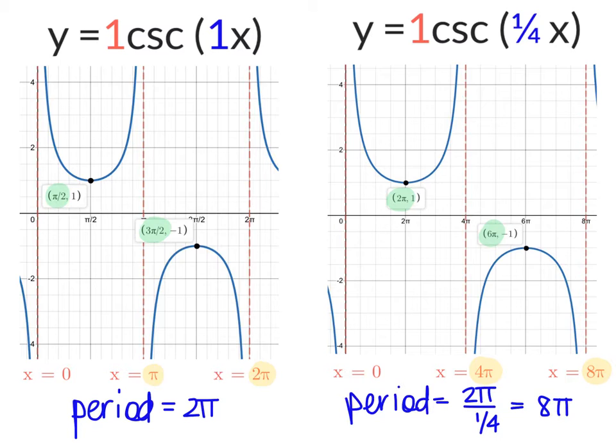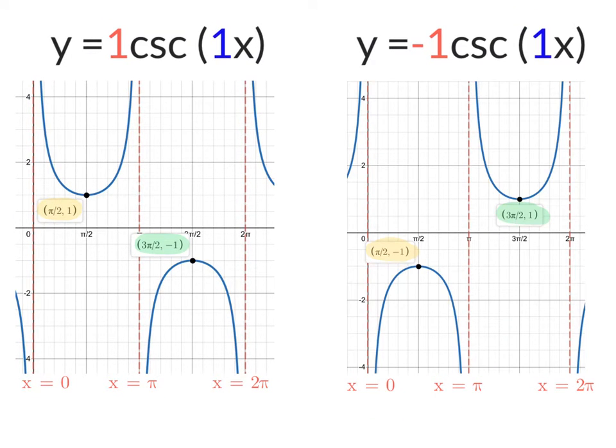And if you like the algebra of it, right, standard period is 2 pi over 1, just 2 pi. But if I do 2 pi divided by b, which is 2 pi divided by 1/4, that becomes 2 pi times 4, or 8 pi. So it only completes 1/4 of a cycle in a typical 2 pi period.